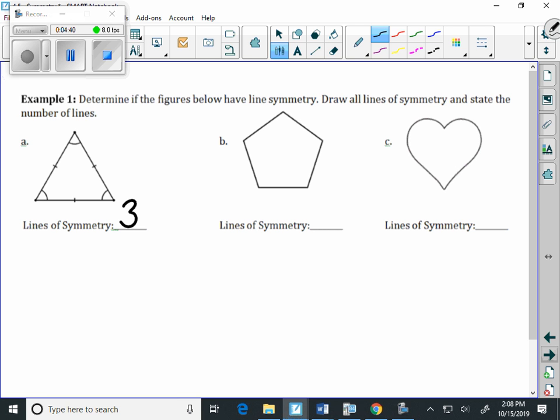And we can draw in those lines. There's one. Here's the second. And here's the third. It went from a vertex to the other side. These do happen to meet in the middle, although we won't dwell on that fact today. But again, a regular polygon will have the same number of lines of symmetry as it has sides.